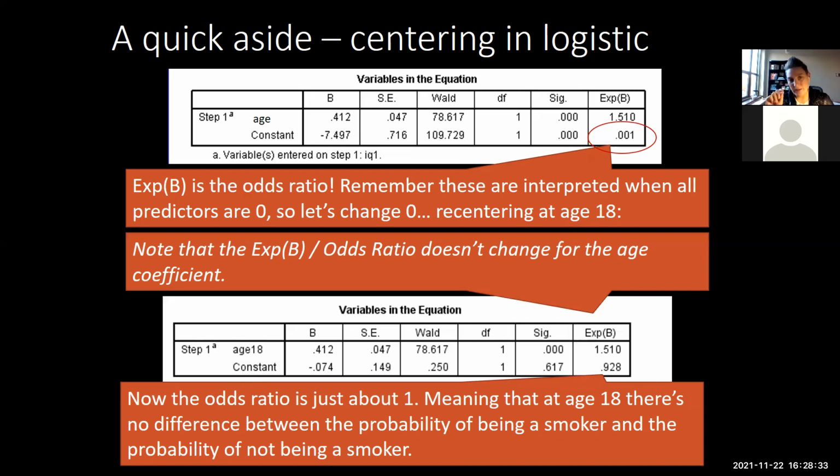Because remember, when we're thinking about the constant, we're interpreting it when this predictor is 0. So when someone is 0 years old, they are 0.001 times more likely to be a smoker than not a smoker. But when they're 18, the odds ratio is pretty close to 1. In fact, it's not even statistically significantly different from 0. So this means there's no difference between the probability of being a smoker and the probability of being not a smoker when you're 18 years old in this data set. Okay, so centering changes the meaning of your constant, but not the meaning of your predictor in this case.